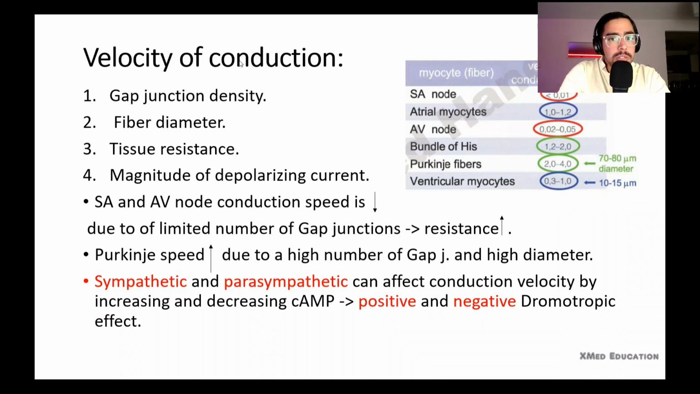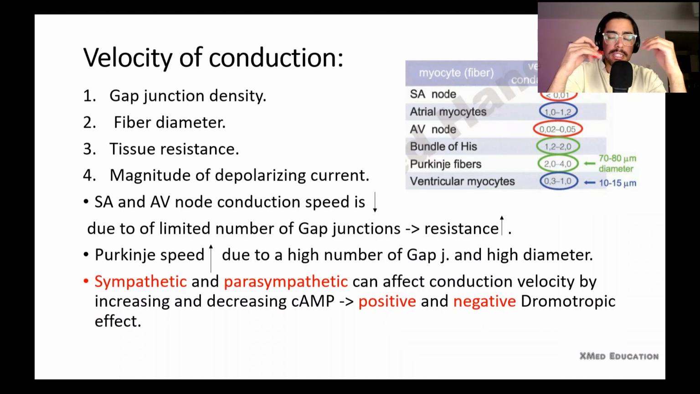And this velocity of conduction is controlled by the sympathetic and parasympathetic systems. Sympathetic can increase cAMP and parasympathetic decreases cAMP. And how can they do that? Sympathetic activates Gs, like norepinephrine activates Gs, which increases cAMP, and the increased cAMP affects this velocity and increases it.